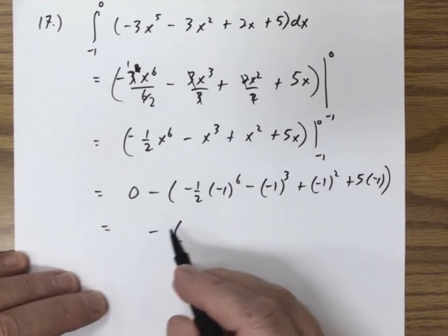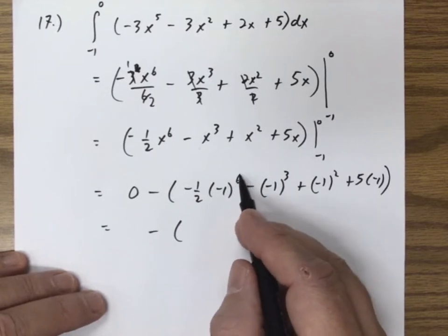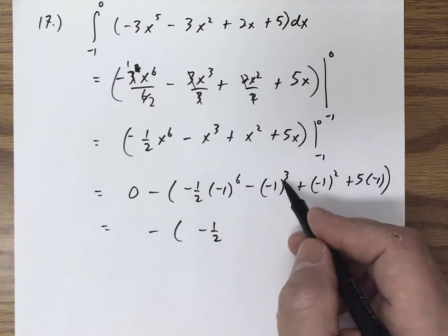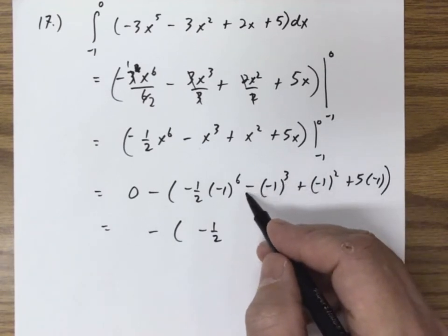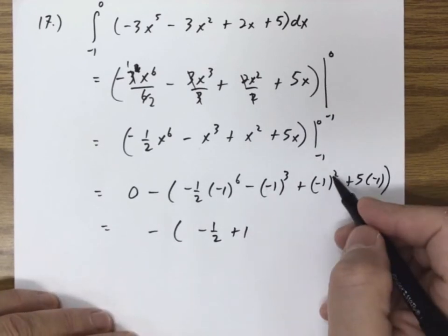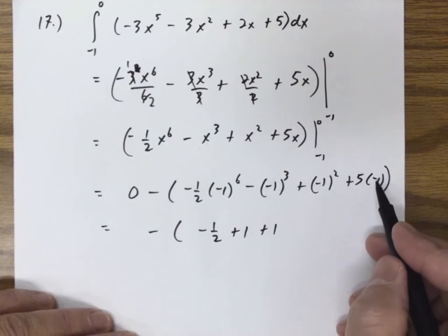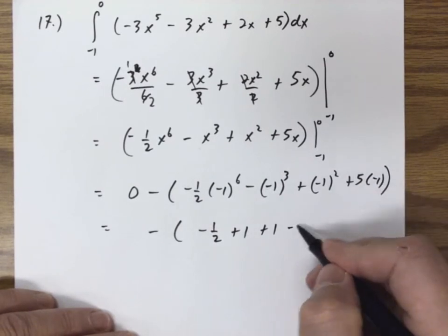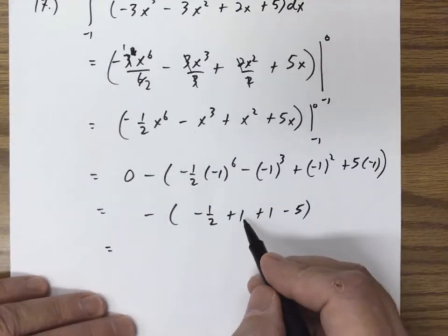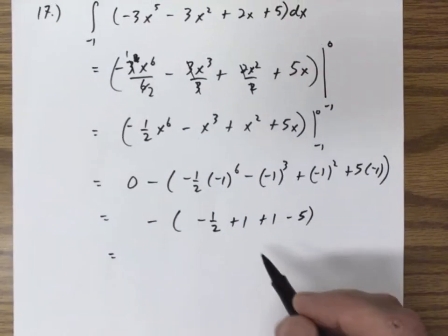So basically the negative is here. Negative 1 to the 6th is just positive 1, so this is negative 1/2. Negative 1 to the 3rd is negative 1, but I'm subtracting a negative 1. Negative 1 squared is just 1. 5 times minus 1.